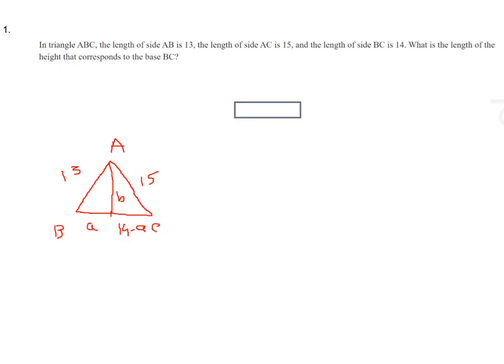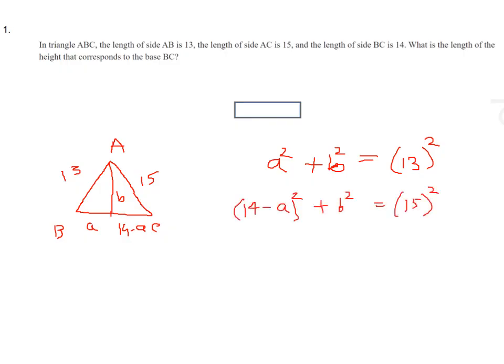We can use the formula of Pythagoras. So a square plus b square equals 13 whole square. That is for the left triangle. And 14 minus a whole square plus b square equals 15 whole square. That is for the right triangle. Now after solving these two equations, you can find out the value of b. Let us do some calculation.